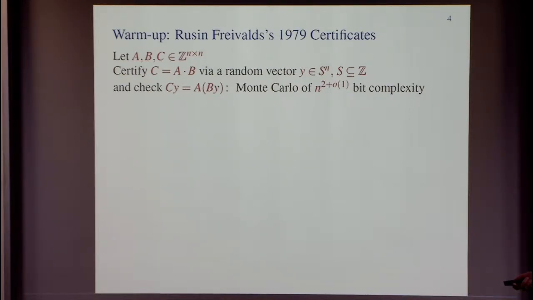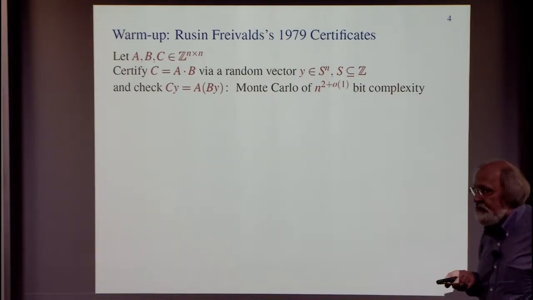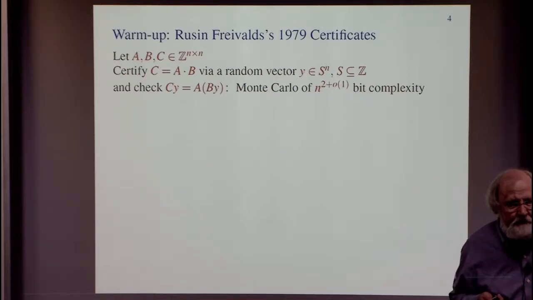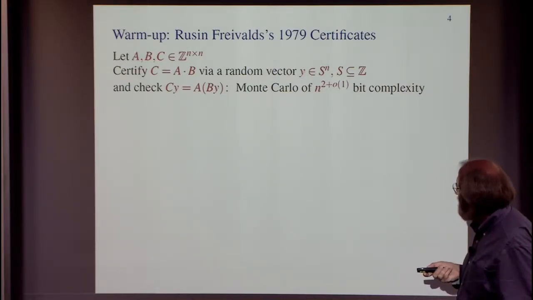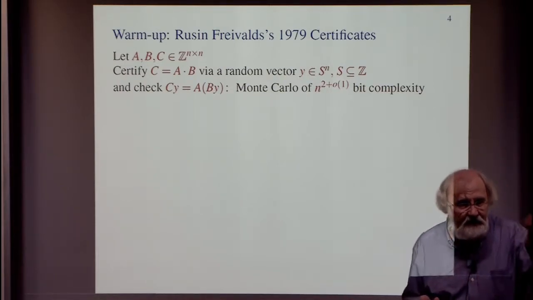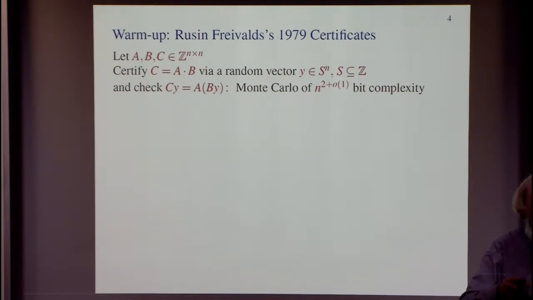So the sparse certificates are not based on this, but all our certificates for dense linear algebra are based on this. This is Rusin Freivalds' certificate, that quadratic time certificate for the matrix product. And this is a Monte-Carlo certificate. What is the certificate? The certificate is the product.